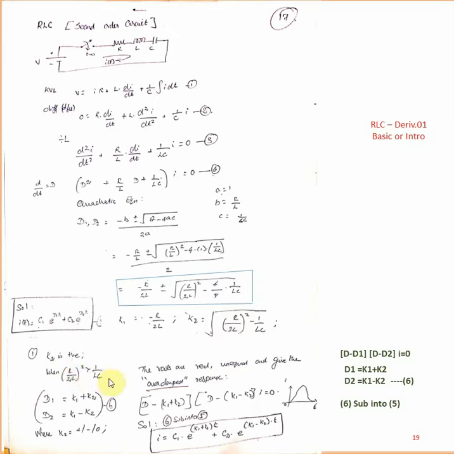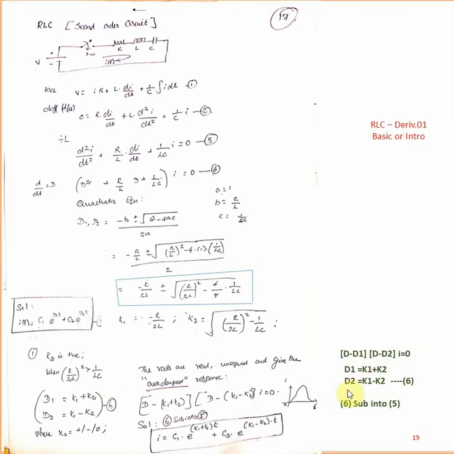Okay, then what I am going to do here, you can look at this side. d1 is equal to k1 plus k2, d2 is equal to k1 minus k2. This is equation number 6. So it's a constant equation. Don't substitute it. What are k1 and k2? Just keep it in your mind.